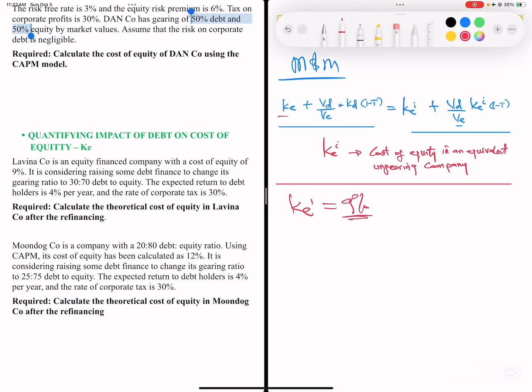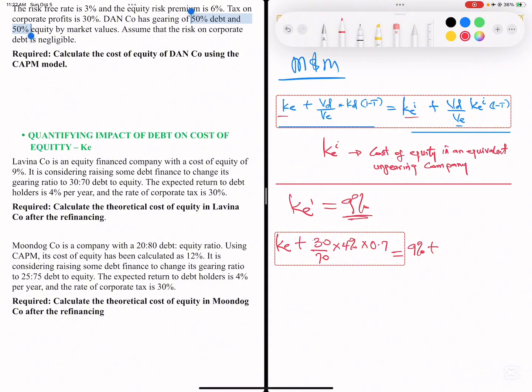And that is talking about this part. So use the same formula that we have. KE is what we want to calculate. So KE plus volume of debt is 30 and equity is going to be 70. So plus 30 over 70 multiplied by 4%, which is the cost of debt, multiplied by 0.7, that's 1 minus T, is equal to KEI. We know that to be 9%, the ungeared cost of equity that has been given, plus, now we're trying to get back, 30 over 70 multiplied by the same ungeared 9%, then multiply by 0.7, 1 minus T.